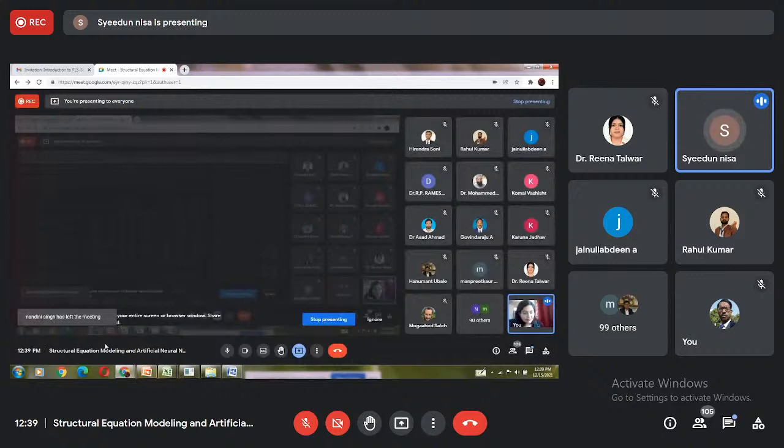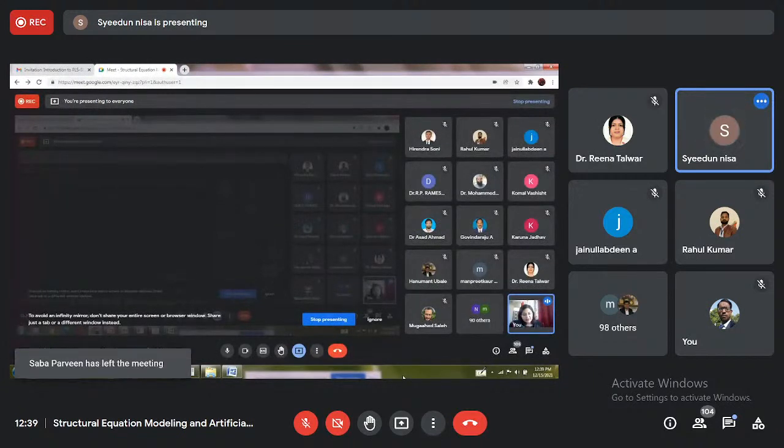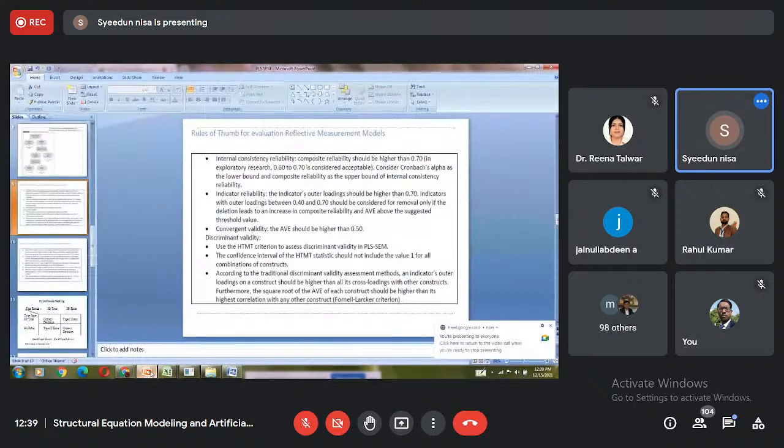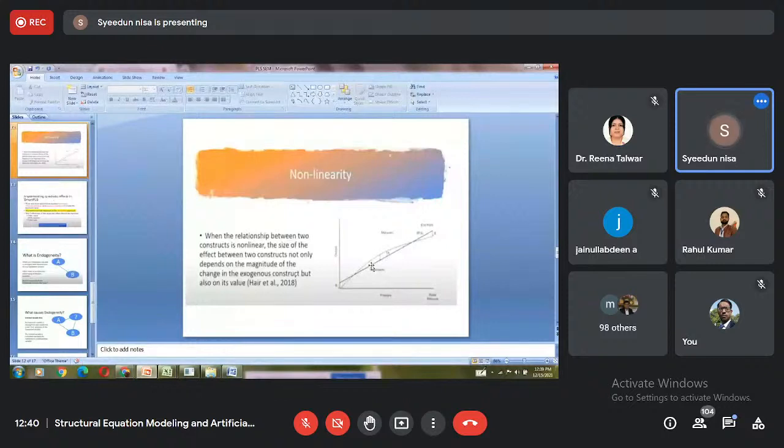In the next part we will discuss the model. So, non-linearity: first we'll see what non-linearity in a model is. Here it is assumed there is a linear relationship. A linear relationship is where a change in one leads to a constant change in another, like a straight line. If the line is not straight, the change may increase or decrease. The change may increase at some point of time, but later on it may decrease.